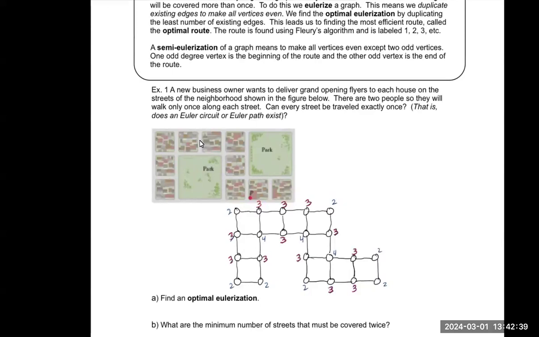Because remember, automatically, I noticed that they asked, can every street be traveled exactly once? Is there an Euler circuit or an Euler path that exists? And the answer is no, right? And that is because there are odd vertices, and there are more than two. There are not two odd ones. There are 1, 2, 3, 4, 5, 6, 7, 8, 9, 10, 11, 12 odd vertices. So there is no Euler path or no Euler circuit.